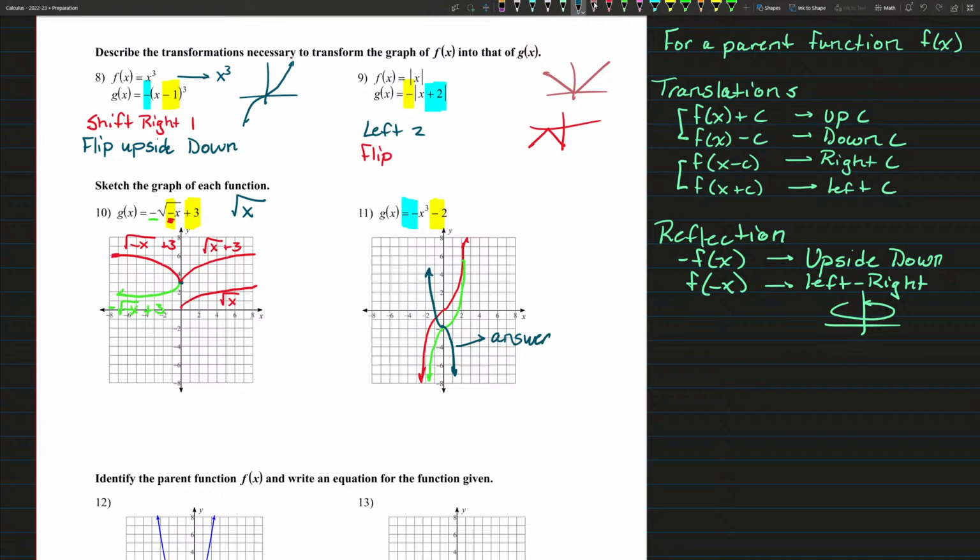You do not have to draw all 3 of those graphs or all 4 of them like in number 10. In number 10, I'm looking for that thing in green. And number 11, I'm looking for that thing in blue.